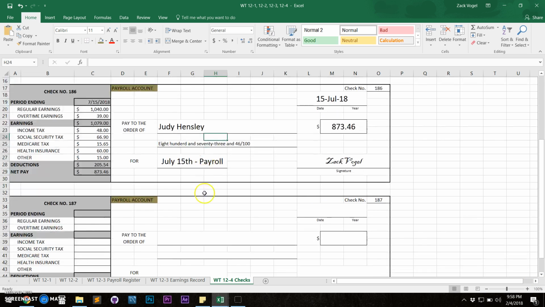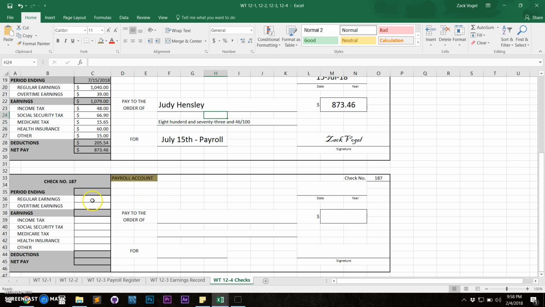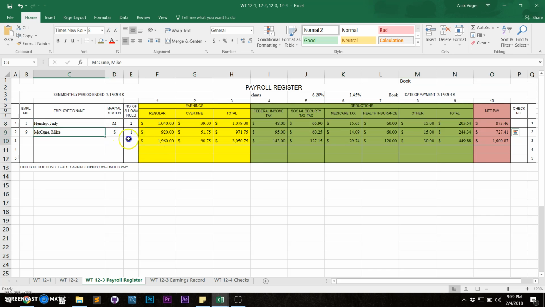And now, of course, we got our other check to pay out. And so here we go. So we're just going to do the same thing over here. I'm going to skip this one to save you guys time, but in the on your own and the application problems, you'll need to do this one as well. So this one simply is written to Mike McCain, and we'll fill out the rest of this. And again, you're going to get all his information from the payroll register right there.